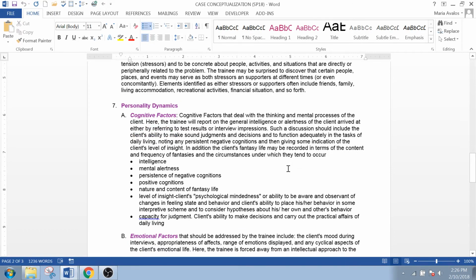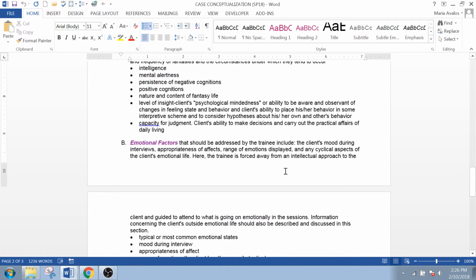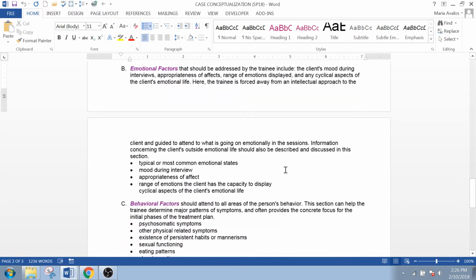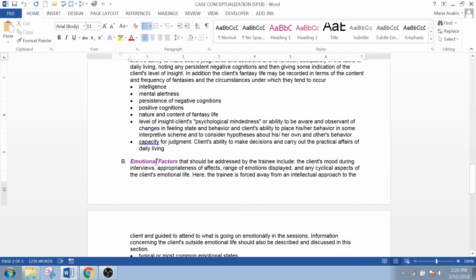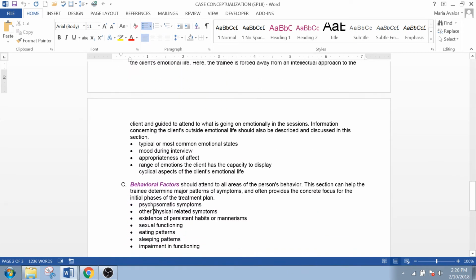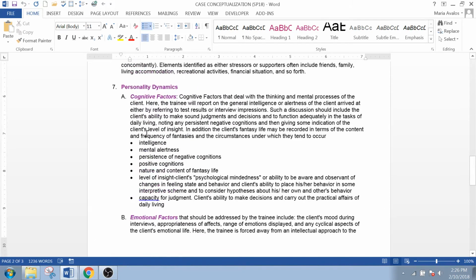Now, the personality dynamics cover these three areas. They cover the cognitive factors, emotional factors, and behavioral factors. Examples of each are, in the cognitive factors, what's the intelligence of someone? Are they bright in articulating what their issue is? Is this difficult? What is the language and the ability to understand?